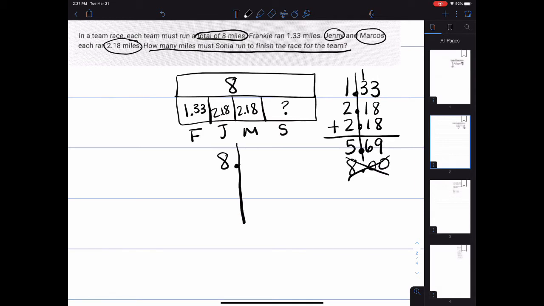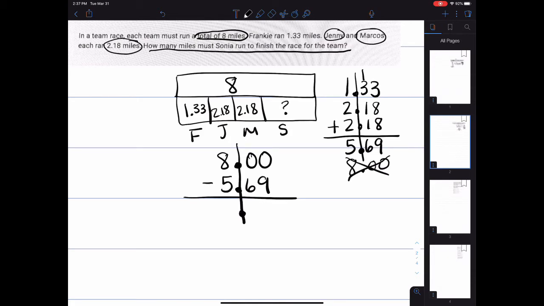And again, I'm going to have to line them up. I'm going to put my 5 and 69 hundredths miles. And I know I'm going to subtract to find the other part that's missing. Before I can do that, I've lined it up. I need to drop it down. I need to fill in my zeros. Now I'm ready to subtract.